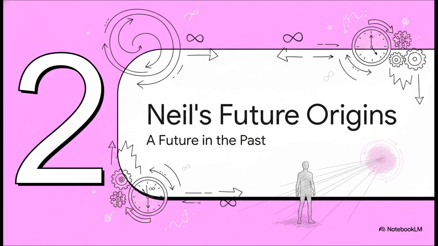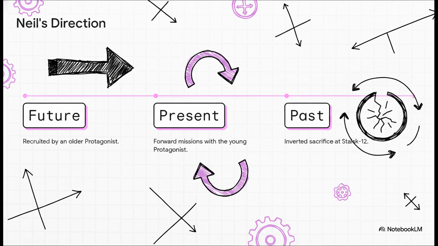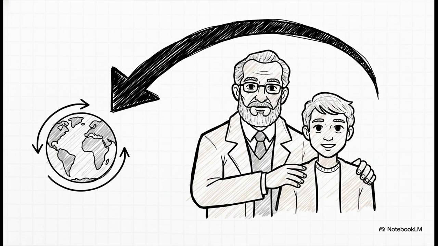Section 2. Neil's hidden future origins. If we anchor ourselves completely to Neil's perspective, his timeline travels in the exact opposite overarching direction of the protagonist's world time. Think about it. Neil actually starts his journey far in the unshown future, then travels all the way back to our present to help the protagonist, and ultimately meets his heroic end in the past at Stalsk 12. His end is, quite literally, the protagonist's beginning. It perfectly encapsulates what Neil eventually tells the protagonist. You have a future in the past.